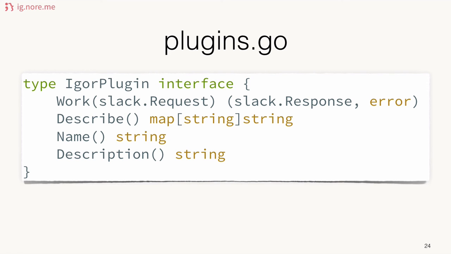Describe returns a list of everything that the plugin is capable of handling. Because a plugin can have multiple functionalities. So like the weather plugin not only listens to weather, but it can also be used for forecast. Name is a boilerplate function that just returns a short name of the plugin, and description is similar. It returns a general description of the plugin.